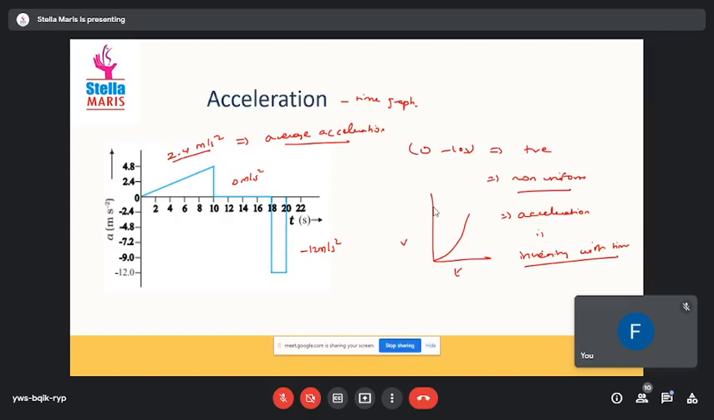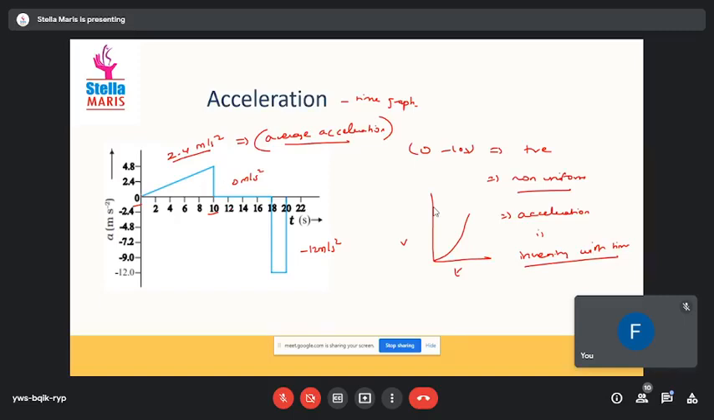You understand? It will go beyond 2.4. 2.4 is nothing but the average acceleration. It's not the final acceleration. Please understand, it is not the final acceleration. It is the average acceleration between the time interval 0 to 10 seconds.